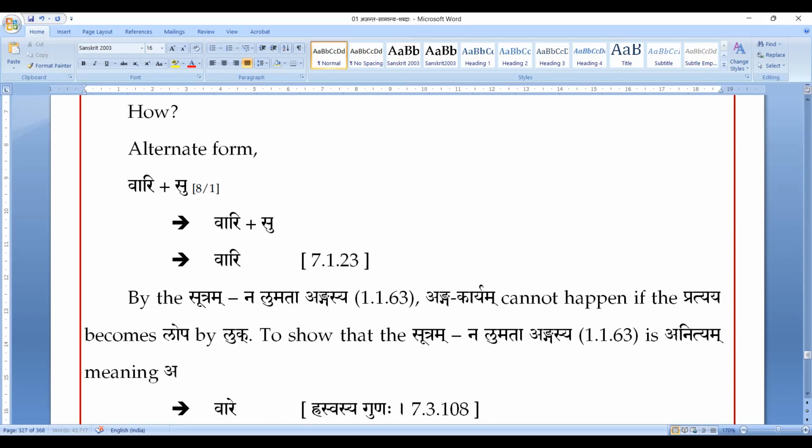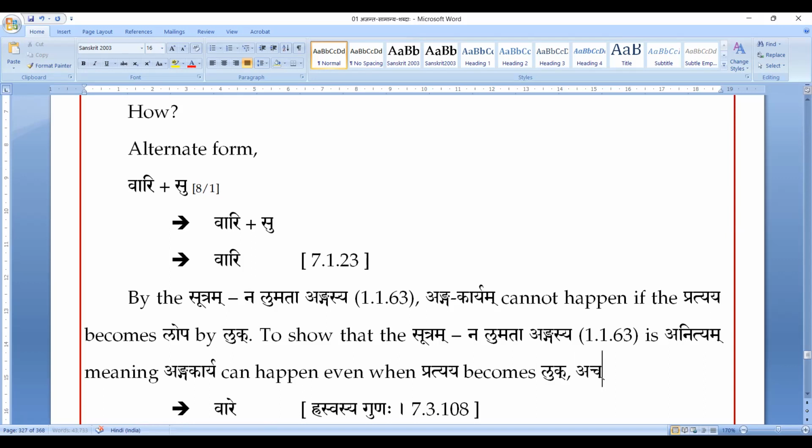Angakarya can happen, meaning Angakarya can happen even when lopa happens by luk, even when Pratyaya becomes luk. By the sutram Na lumata angasya, Angakarya cannot happen when the Pratyaya becomes lopa by luk. To show that the sutram Na lumata angasya is anityam, meaning Angakarya can happen even when Pratyaya becomes luk.